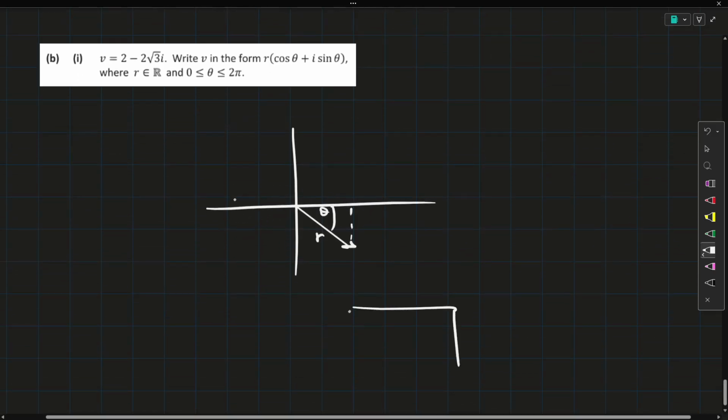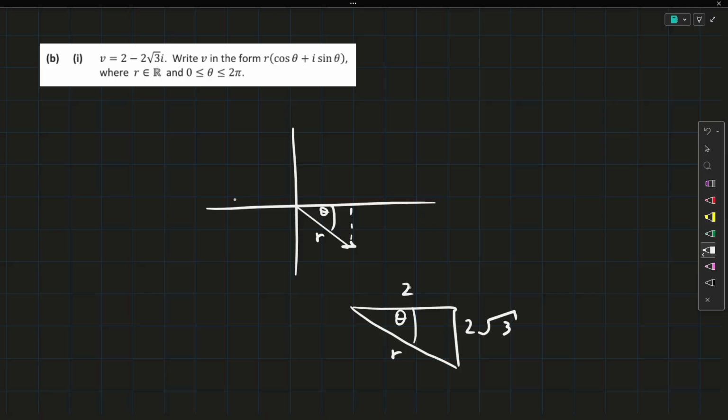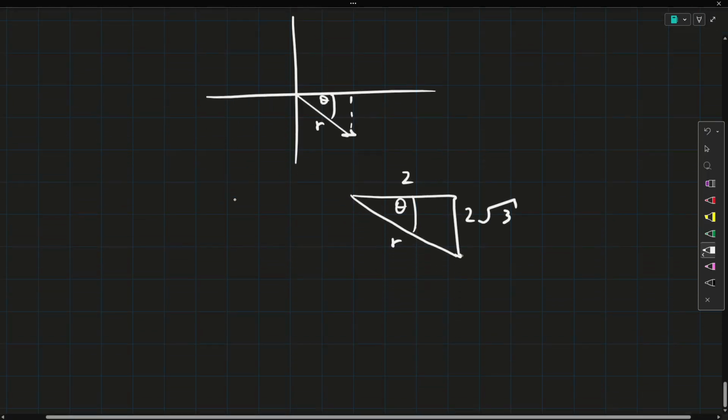If we have a look at this little triangle with theta and r, this side length will be 2, and this side length will be 2 root 3. Don't have to worry about the pluses and the minuses, because these are all distances, although I think you can put them in if you want. And that'll just give you the answer for the angle straight away. But I like to do it this way just because it's a bit more clear what's going on.